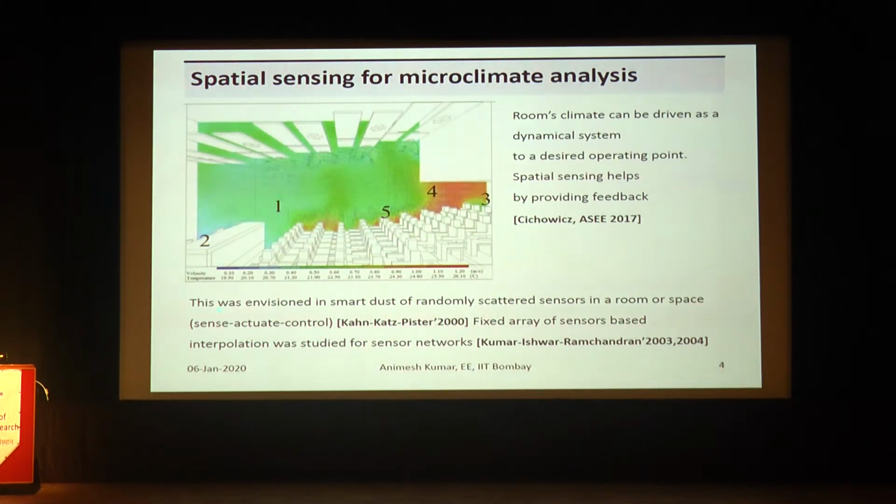In fact, some of this was envisioned in the smart dust paradigm, around the year 2000, where the whole idea was that randomly scattered sensors in a room or space can be used for sensing, actuating, and control.